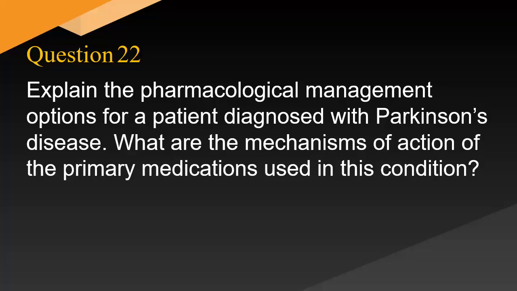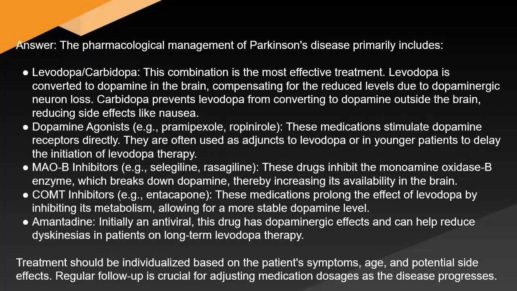Explain the pharmacological management options for a patient diagnosed with Parkinson's disease. What are the mechanisms of action of the primary medications used in this condition? Answer: the pharmacological management of Parkinson's disease primarily includes levodopa-carbidopa. This combination is the most effective treatment.